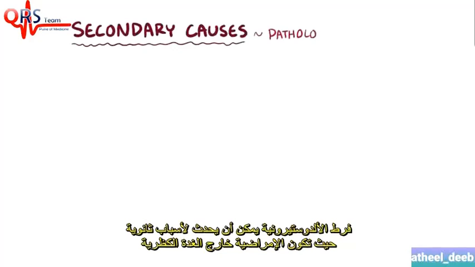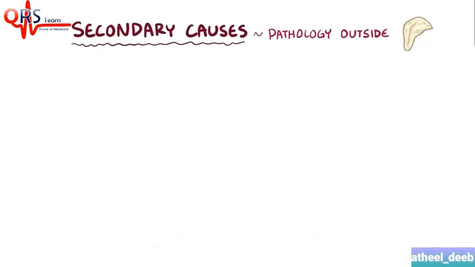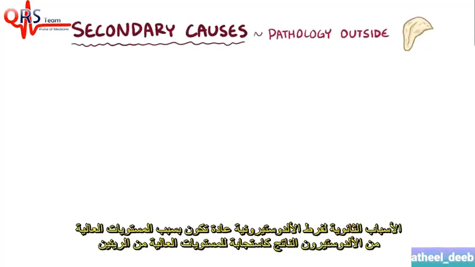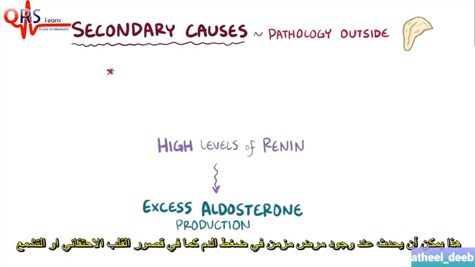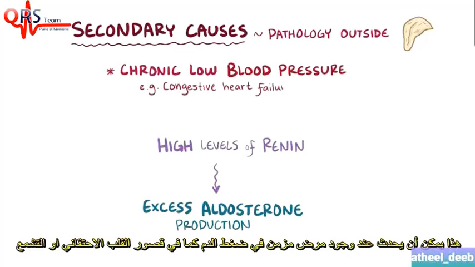Hyperaldosteronism can also be due to secondary causes, where the pathology lies outside the adrenal gland. Secondary causes of hyperaldosteronism are usually due to excess aldosterone production in response to high levels of renin. This might happen when there's a chronic decrease in blood pressure, like in congestive heart failure or cirrhosis.